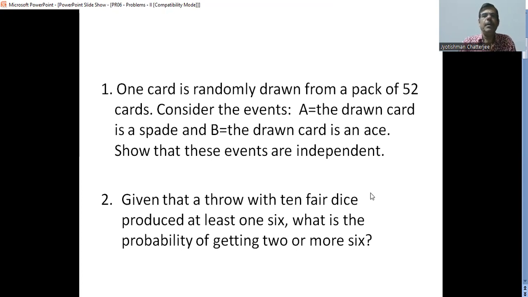First problem. One card is randomly drawn from a pack of 52 cards. We are considering two events. The event A says that the drawn card is a spade, and event B says that the drawn card is an ace. We will have to show that these two events are independent.